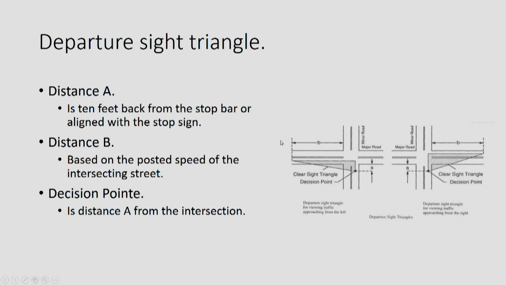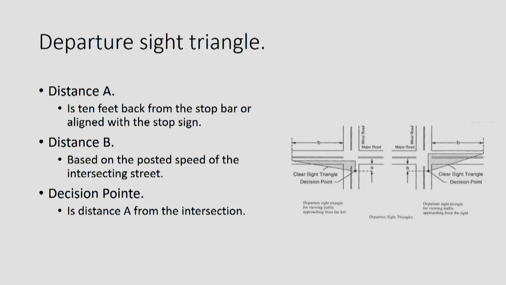This one is for a controlled intersection, as if you're sitting at a stop sign. The decision point is always going to be either at the stop sign or 10 feet behind the stop bar. You'll notice the site triangles look much different than the uncontrolled intersection site triangle, which was not a long triangle. This will be a long triangle because you have to be able to accelerate into traffic, which is why you need that longer triangle.